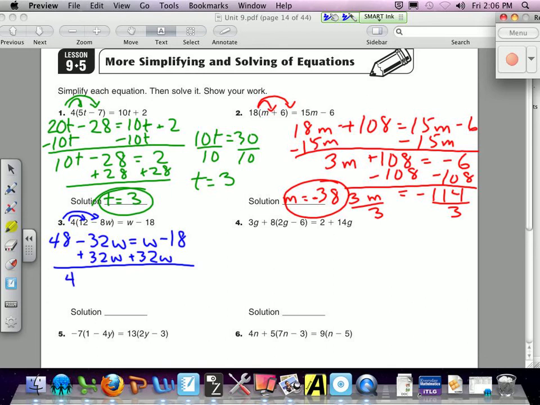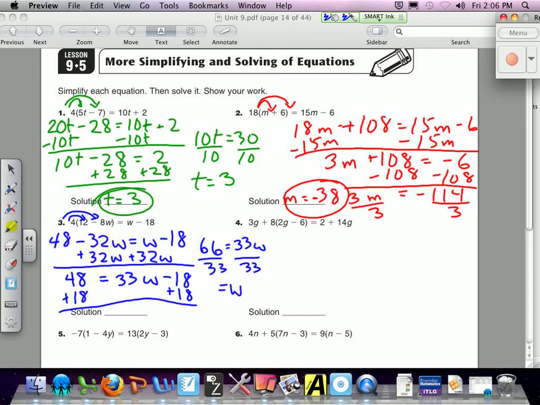So now I'm going to get rid of the numbers on my variable side of my equation. So I end up with 66 equals 33w. 48 plus 18, 66. I divide by 33 on each side, and w equals 2. In any of these cases, if I'm not 100% confident that that's the proper solution, I could plug that number back in to the original equation and verify that the left-hand side, when computed with w equals 2, would equal the right-hand side. So both sides of this would end up equaling negative 16.